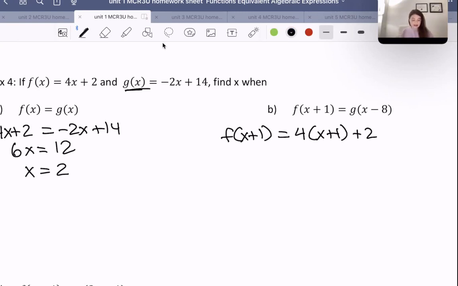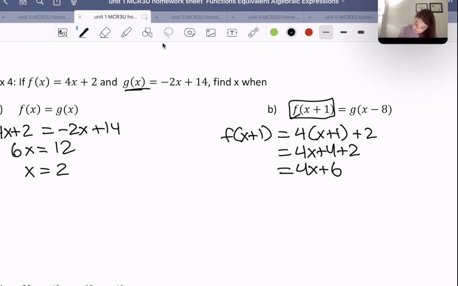And so every time I see x, I replace it with x plus 1. And then I'm going to solve further for what this is equal to, right? So this is equal to 4x plus 4 plus 2, which is 4x plus 6. So this is equal to 4x plus 6.